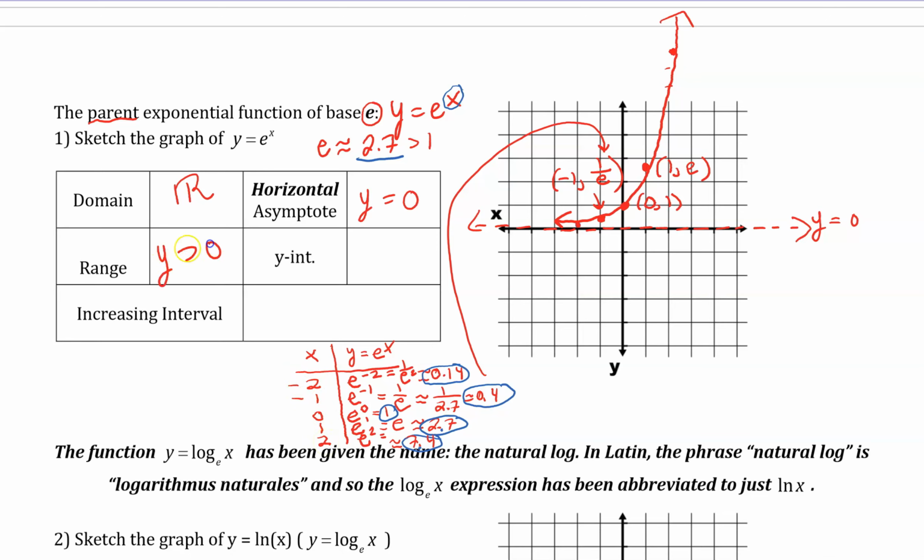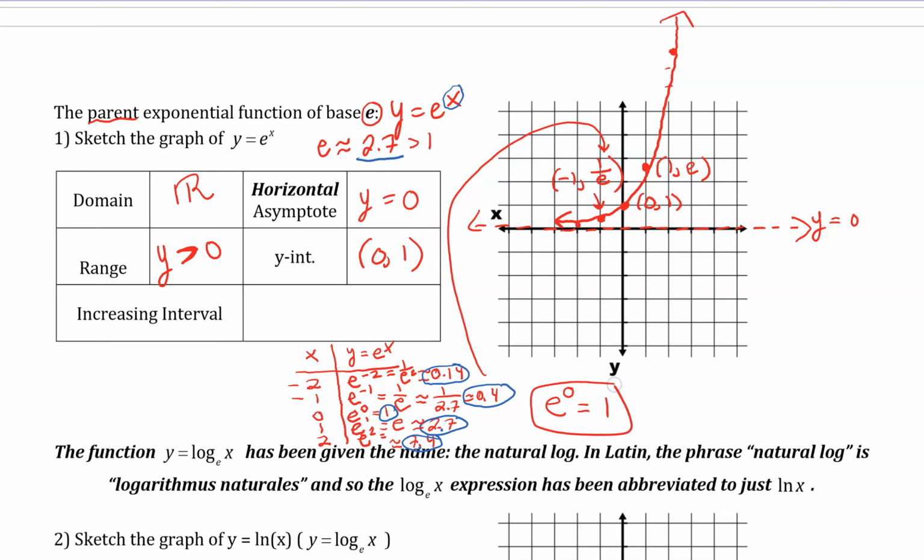The range, though, like any other exponential function, is only above 0, strictly greater than 0, because even when I plug in negative x's, my outputs are positive. They're small positives, but they're still strictly greater than 0. It has the standard y-intercept that all exponential functions have, which is (0, 1). And that's because any base raised to the power of 0 will equal 1, including e. E to the power of 0 is equal to 1.